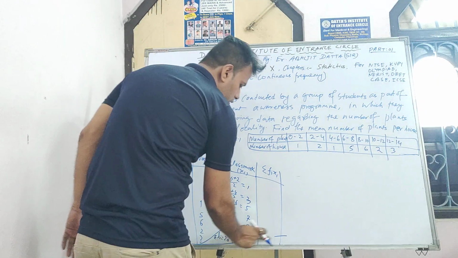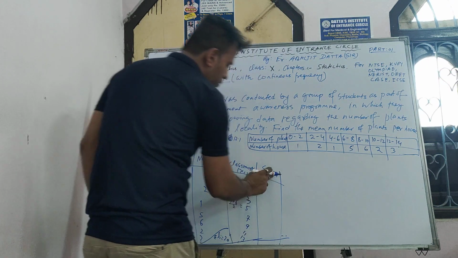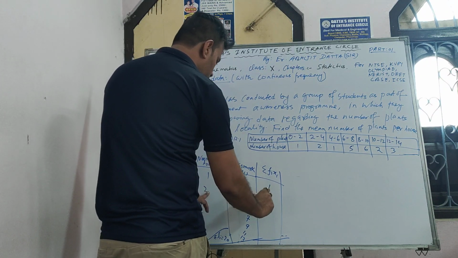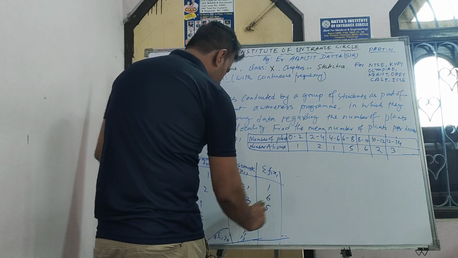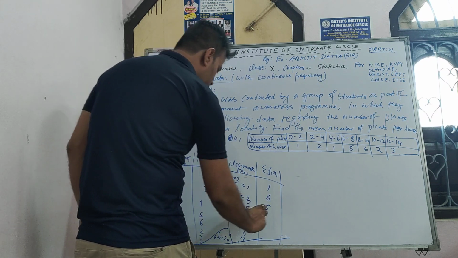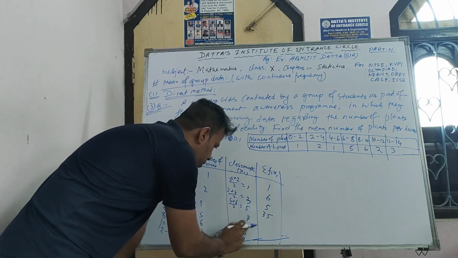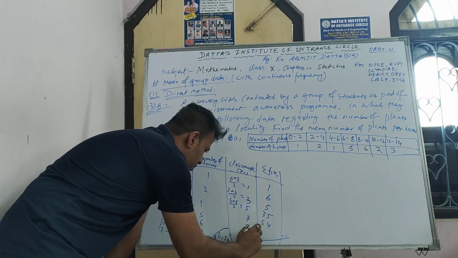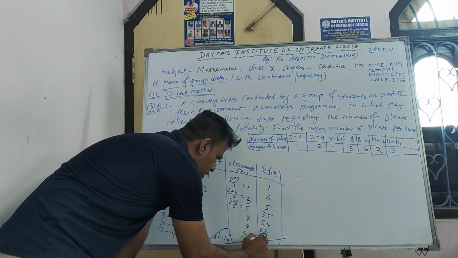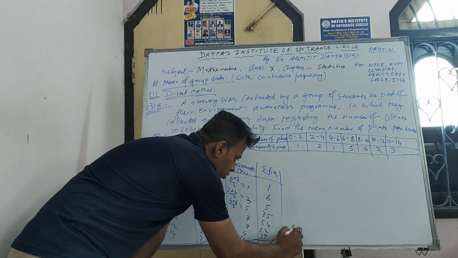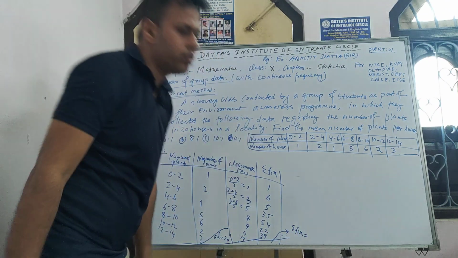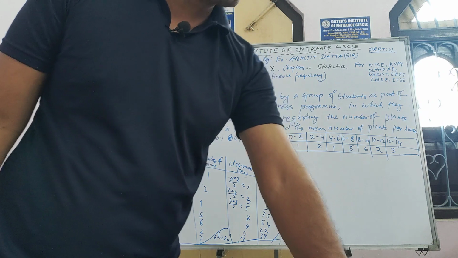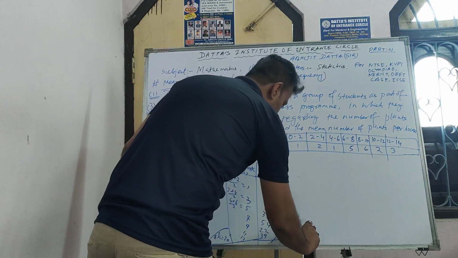So now we have to find the corresponding fi xi. So 1 into 1 is 1. 2 into 3 is 6. 1 into 5 is 5. 5 into 7 is 35. 6 into 9 is 54, 2 into 11 is 22, and 3 into 13 is 39. So now we have to find out summation of fi xi from here. If you sum all of this, it will be 162.